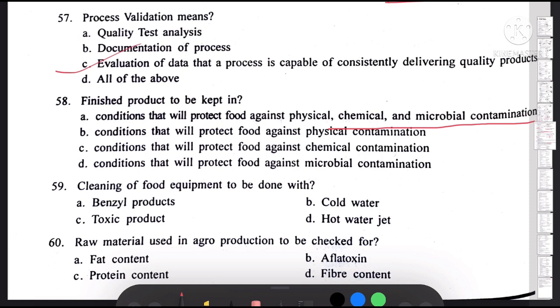Conditions that will protect the food against physical, chemical, and microbial contaminants. So a finished product should be kept in the condition that protects the food from all of the contaminants like physical, chemical, and microbial. So the correct answer is A. A is the correct answer.